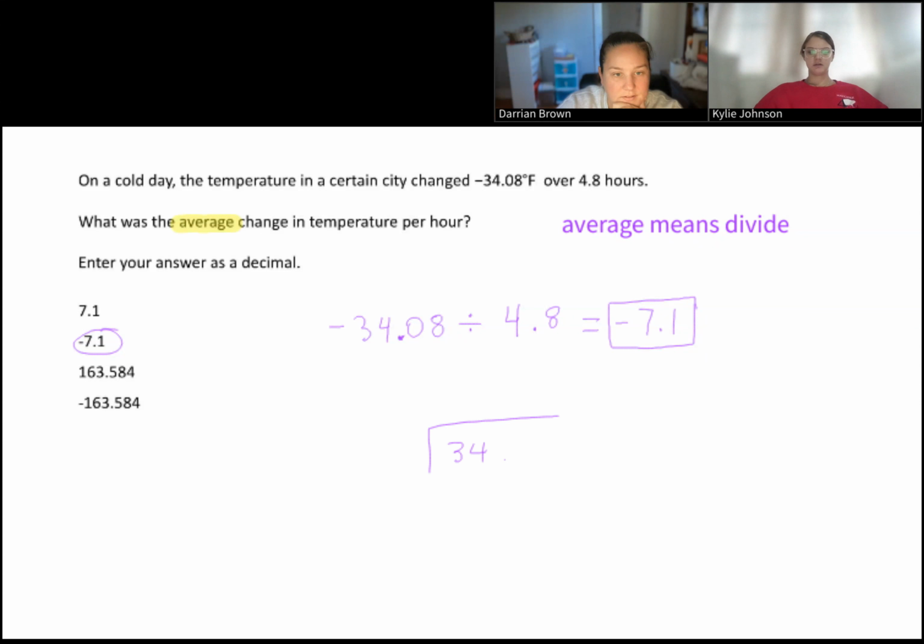Okay, yes. So if you don't have a calculator and you have to do it long division, remember your outside number always has to be a whole number. So to get 4.8 to be a whole number, you'd have to move this decimal to the right, and you would need to do the same thing underneath. So that becomes 48 divided by 340.8. And then you could divide from there. Is that what you're talking about, Ms.